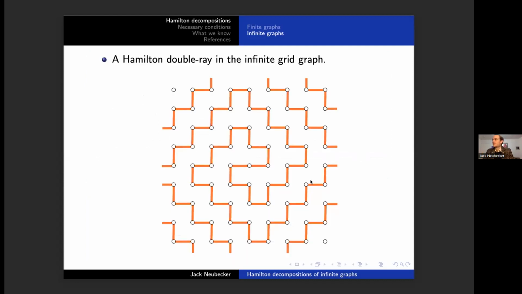Well, a classic example of an infinite graph is the two-dimensional grid. You can see here that I've drawn in a spiral in orange. We can think of it as starting at the origin here. One arm goes this way, the other arm goes this way, and they kind of spiral around and join up with each other and then start spiraling out like this. And you should be able to see that eventually I'll hit every vertex in the graph. And there's lots of ways of doing this. That's not particularly impressive, but if you do that without too much thought, then the edges you get left behind with probably won't also form a Hamilton double ray, which is what we want.